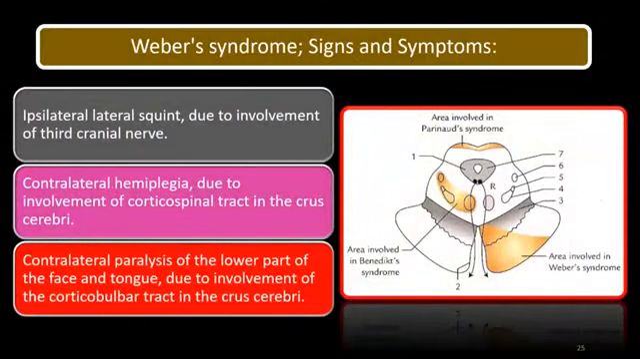There are signs and symptoms that follow Weber's syndrome. The first that will happen is ipsilateral squint due to involvement of the third cranial nerve. Also, because the crus cerebri is involved and the corticospinal tract in the crus cerebri are affected, there will be contralateral hemiplegia. Also, we are going to have contralateral paralysis of the lower part of the face and tongue. This is because of the involvement of the corticobulbar tract also in the crus cerebri.